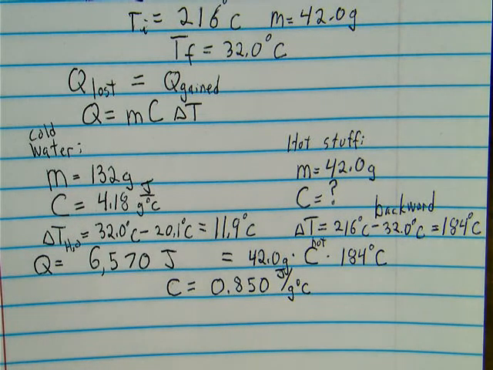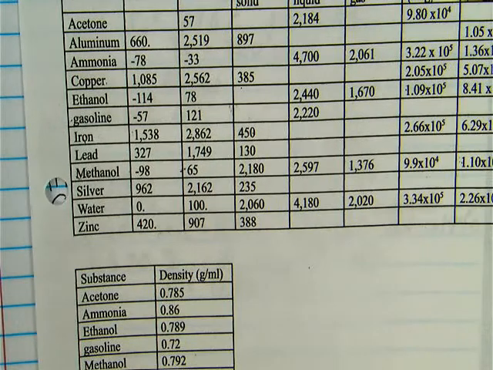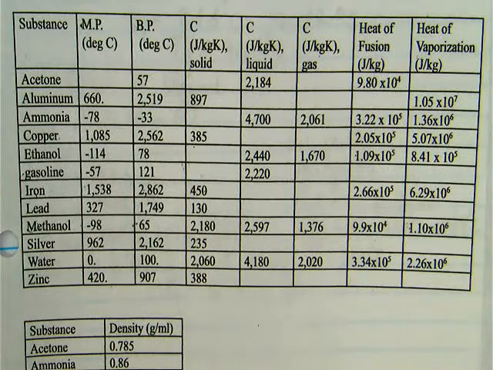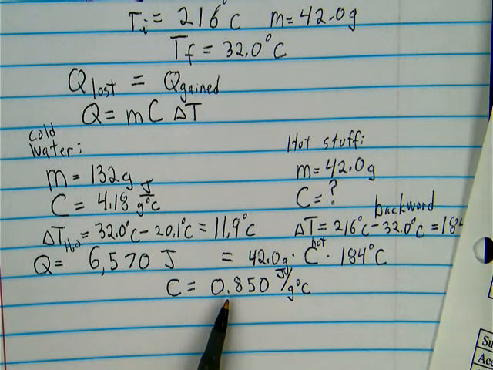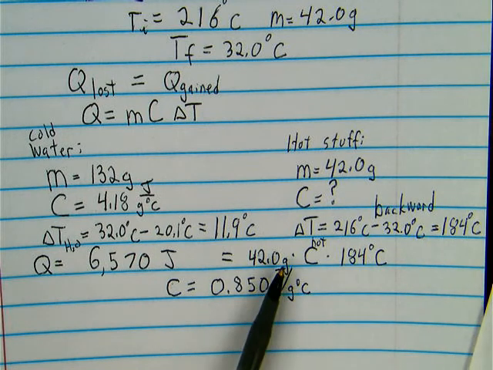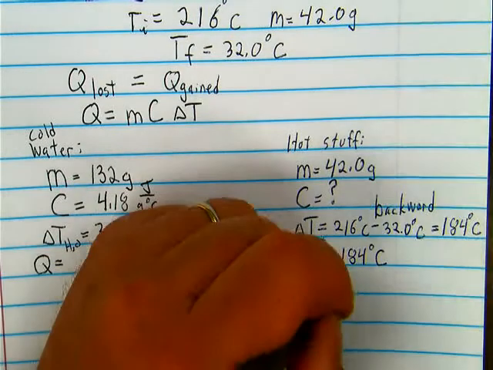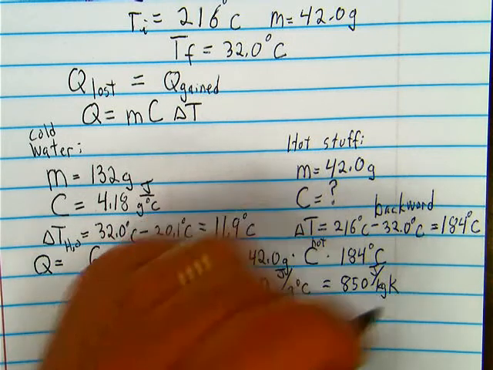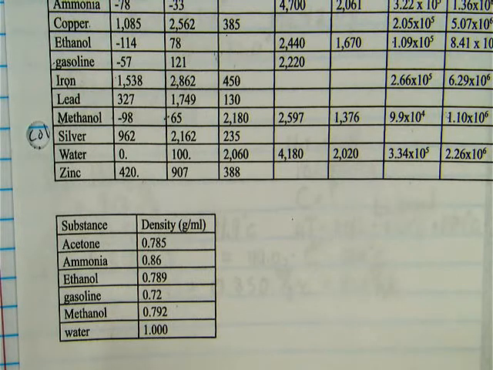Okay, so based on that result, we go to the table. Now, if we went on the internet, there would be a huge table, multiple pages long of values. But I'm going to restrict us to only what we see on the table in front of us. And so we're looking for something which in our current year units is 0.850 joules per gram per degree Celsius. But on this old table, that would be 850 joules per kilogram per Kelvin. So we're looking for a number closest to 850.